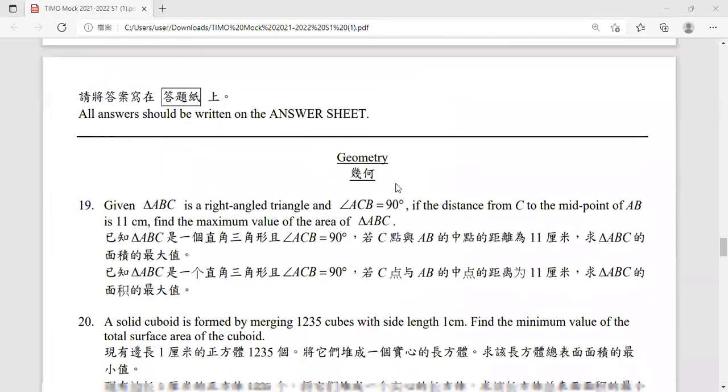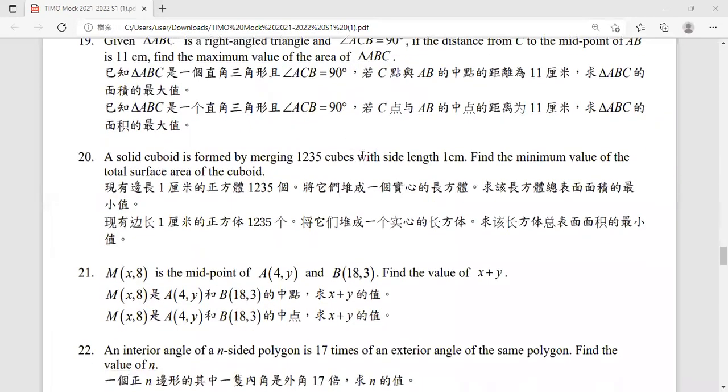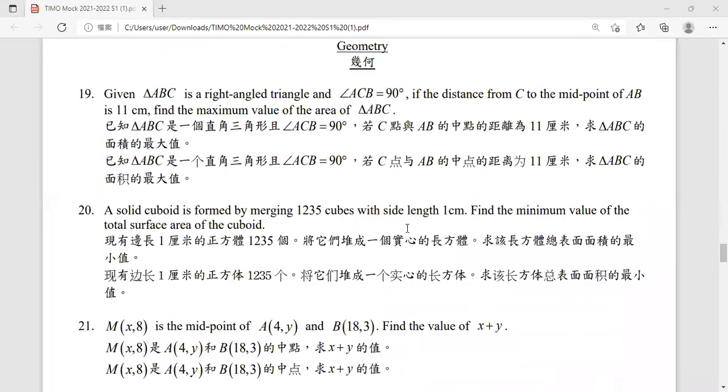Question 20. Okay. And yes, the minimum. This is simple. Because you want to make the surface area smallest, you make the total surface area a minimum value. So, you just need to do some prime factorization first.